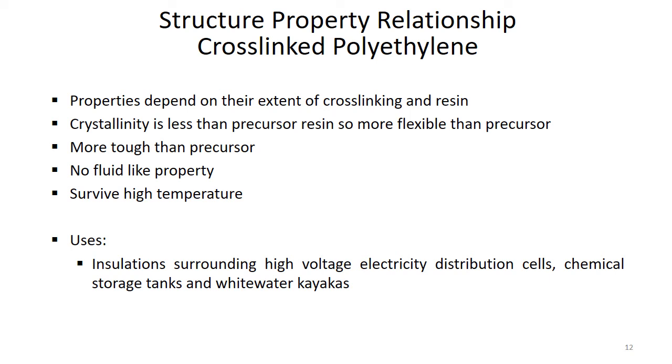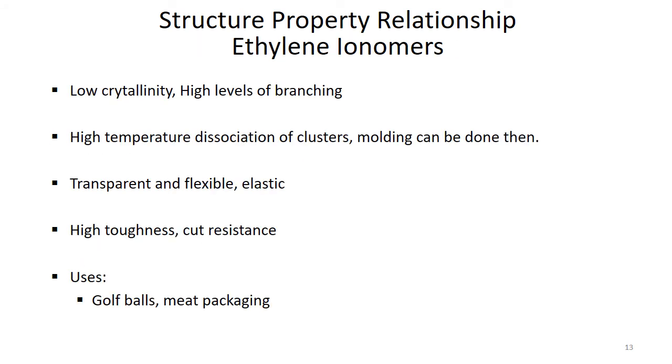So we use cross-linked polyethylenes in applications that may experience high temperature or where exceptional toughness is required, such as insulation surrounding high voltage electricity, chemical storage tanks, and white water kayaks. You know about kayaks, these are small boat-like things used for rowing in water moving at very high speed.